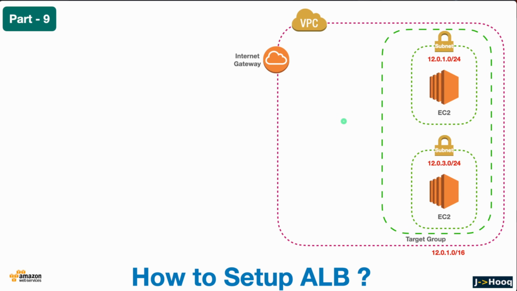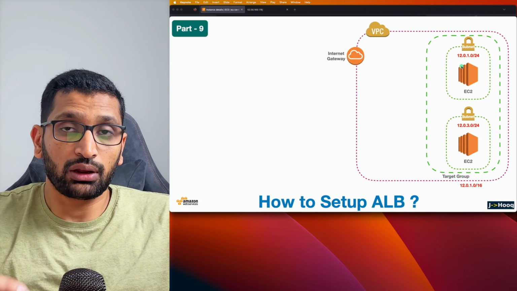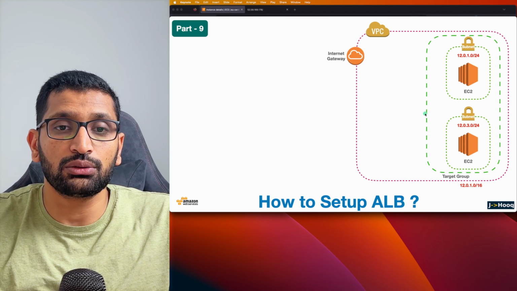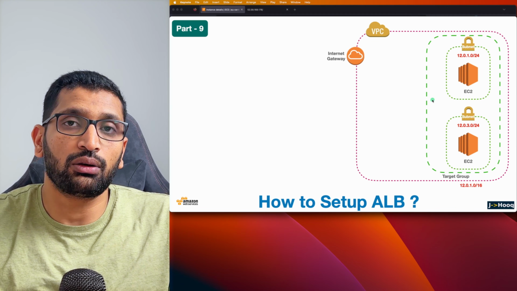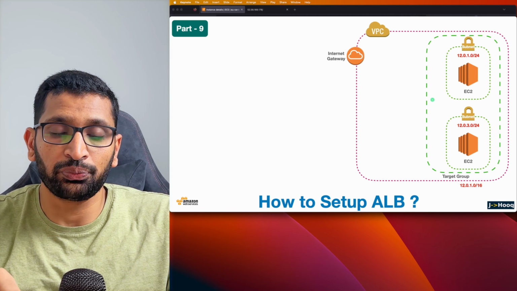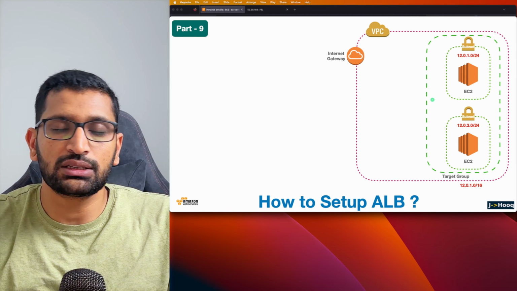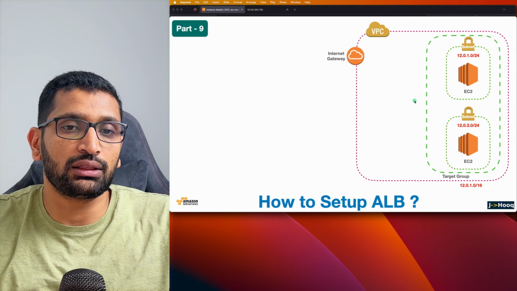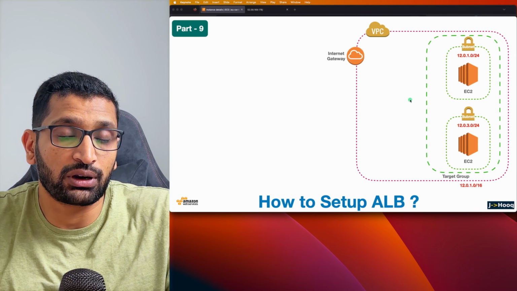A target group is just a logical unit where we are going to club these EC2 instances into a single target group, so that later on the Elastic Load Balancer can point to this particular target group. I know it sounds complicated, but let's take a look at our AWS console, and then you are going to understand what I'm trying to say over here.